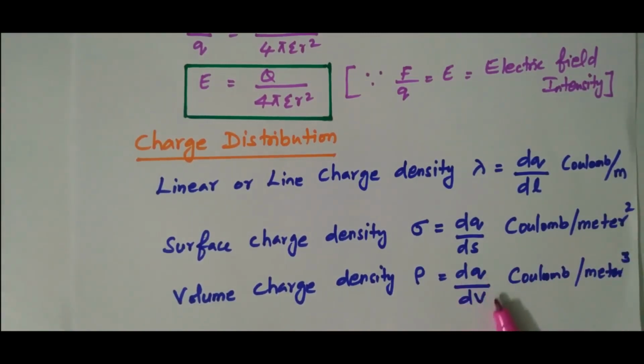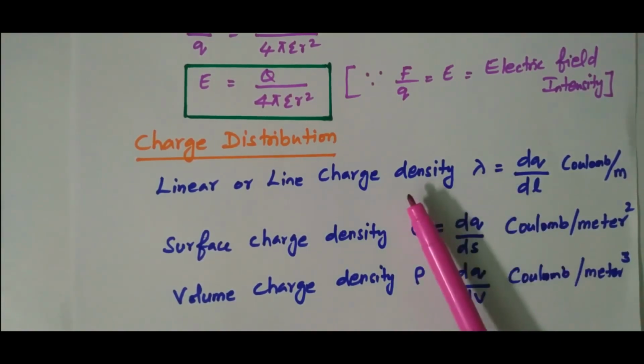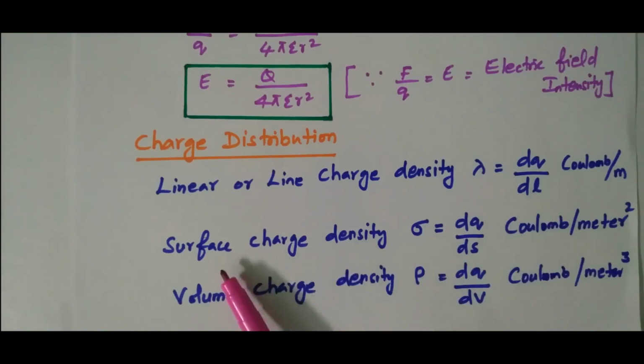If we consider the volume, then it is called a volume charge density, rho equals dq divided by dv, coulomb per meter cube, right? So in the density, we have three types available. Linear density means length, surface charge density means area, volume charge density means volume, right? So we have lambda, sigma and rho. Based on that, we have the derivation.